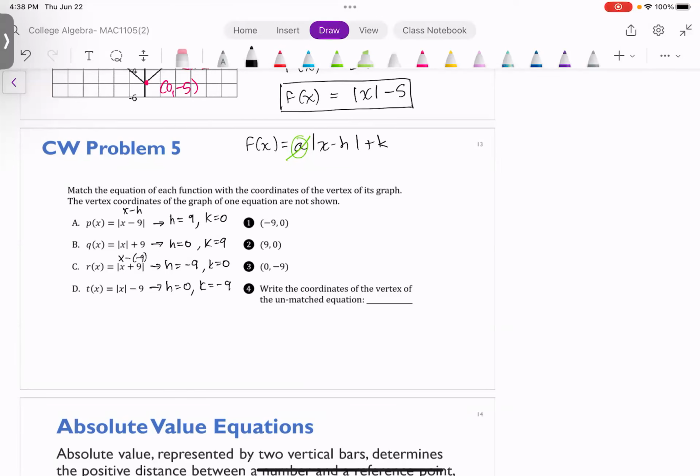So now all we have to do is look at these vertices that are labeled 1 through 4 on the right and match them up. So part C is this vertex of negative 9, 0. Part A is the vertex of 9, 0. H comma k is 9, 0. 0, negative 9 is graph D. And then for the fourth one, we have only one that hasn't been matched. That is B. So in that case, we have the vertex of 0, 9.